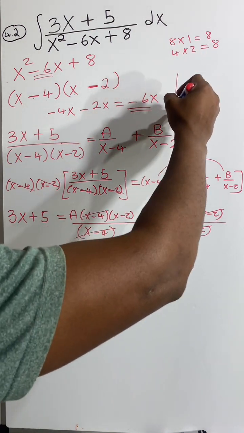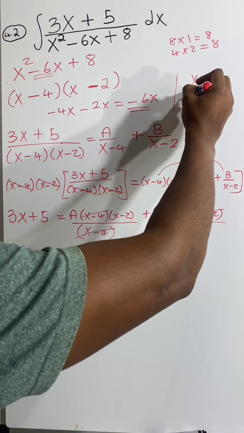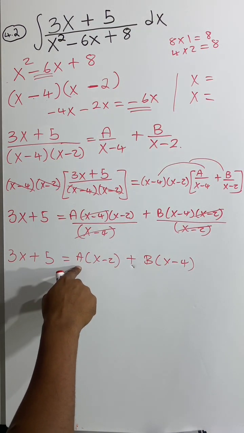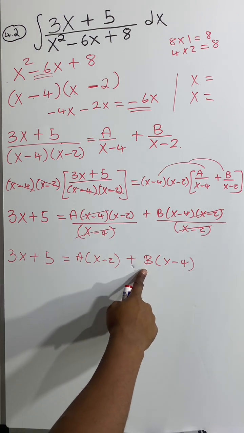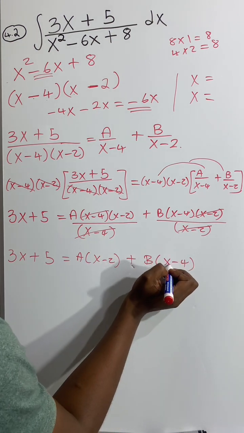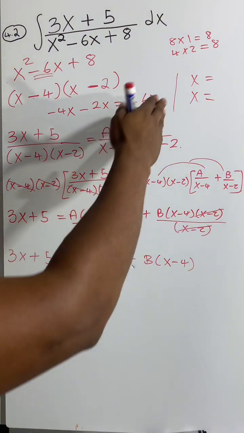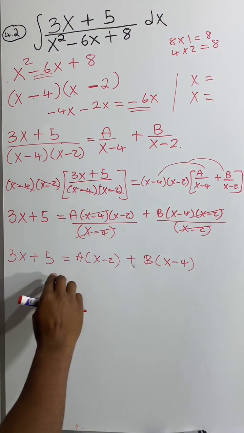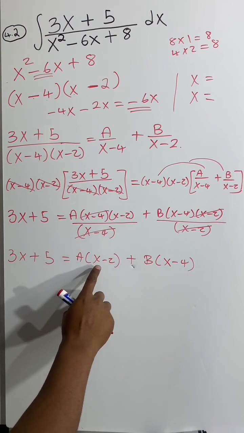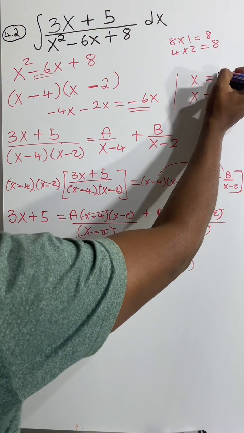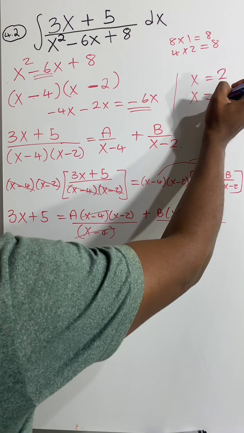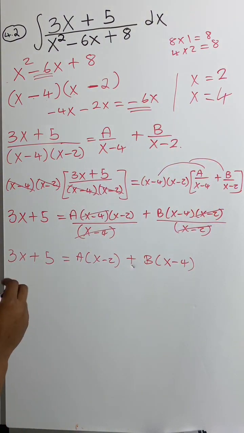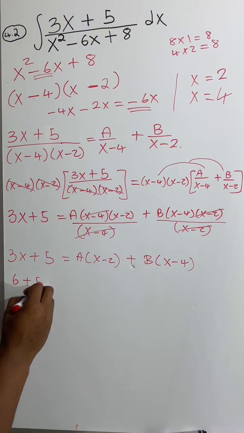We let x equal any two numbers because we have two unknowns, a and b. So we have to be strategic about those numbers. You can let x equal any two numbers, but to make things easier, let's let x equal 2 and x equal 4. So 3 multiplied by 2 is 6, plus 5.